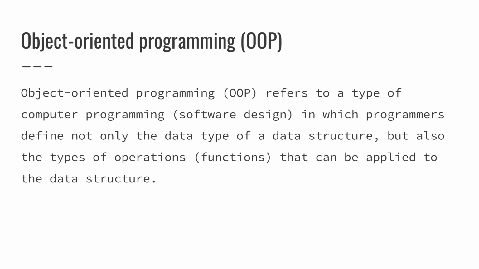So if you read it again, OOP refers to the type of computer programming in which programmers define not only the data type of the data structure, but also the types of operations, functions. So what it means is that in OOP, we are not only defining data structures, but also defining how we want to manipulate them. Those functions he's talking about are the methods. If we take a class as a blueprint, this is the definition of OOP. If you go on Wikipedia, you will find this one.